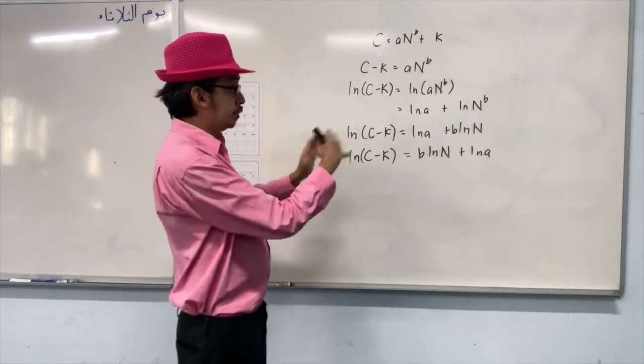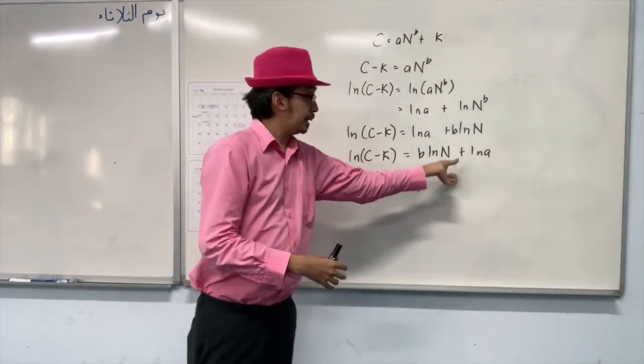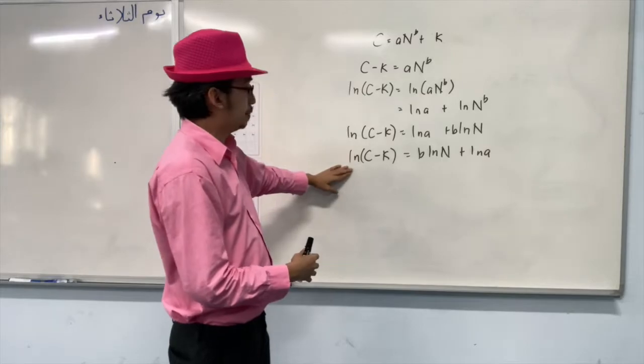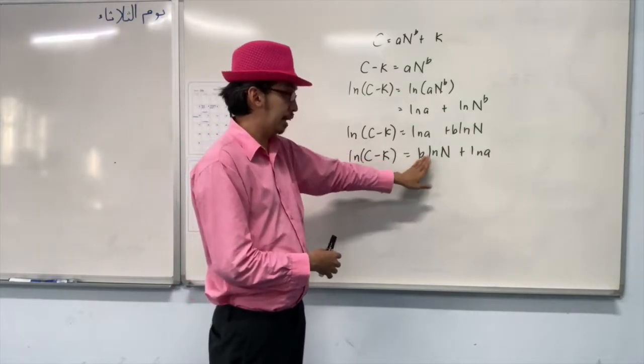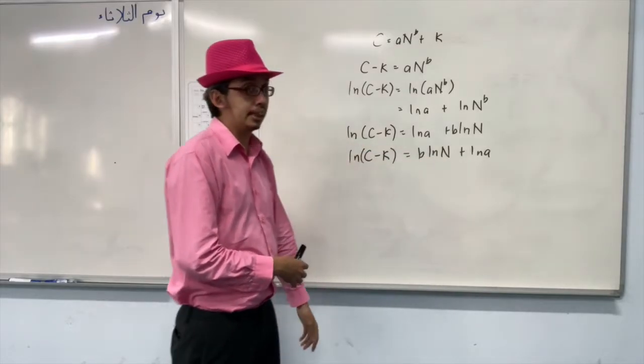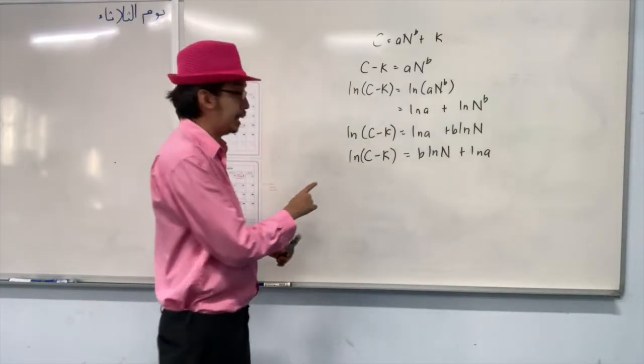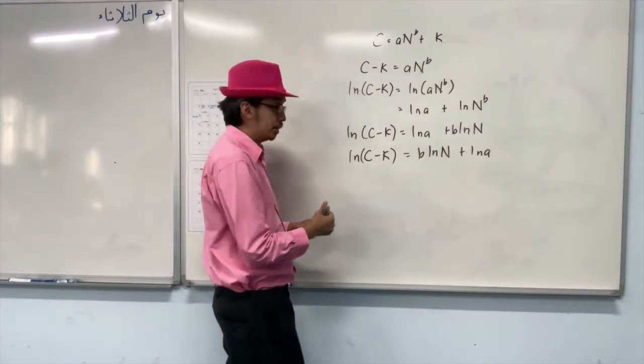Doing some rearrangement on the right side, just switching the positions, what you get is ln(c − k) equals b ln n plus ln a. The b is now on the first term, and ln a is on the other side. When you do so, this part is just a function, so it's the capital Y.